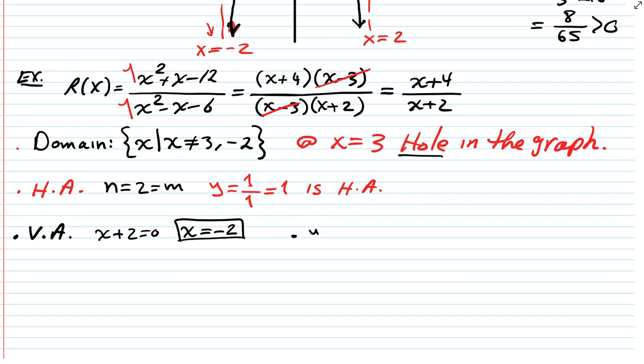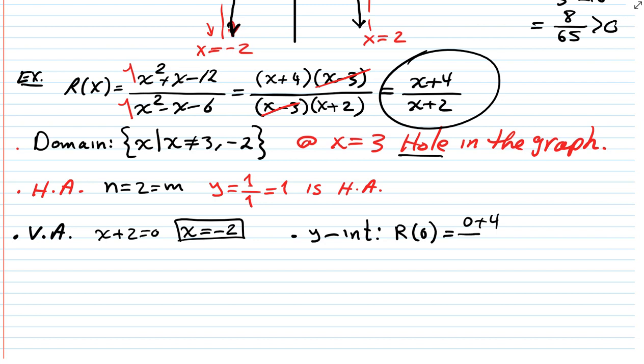Let's do our y-intercept. For the y-intercept, we do r at 0. And we're looking at, again, the reduced version. 0 plus 4 over 0 plus 2, which is 2. When x is 0, y is 2. There is our y-intercept.